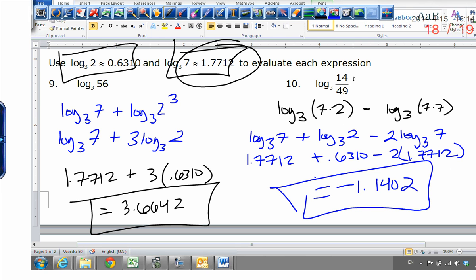We can break 14 up into 7 times 2, 49 into 7 times 7, or 7 squared if you want to look at it like that. Then I can break the multiplication up, bring the squared out in front of there, and then I'm just plugging it in. Alright, get negative 1.1402. Those are fun to me. Y'all probably hate them, to be honest.